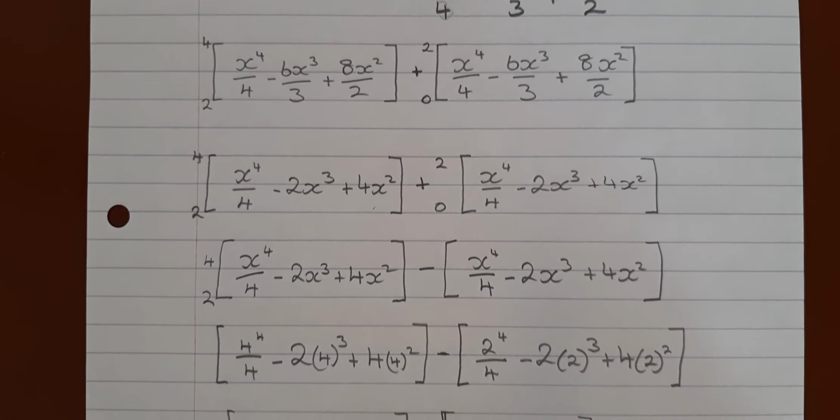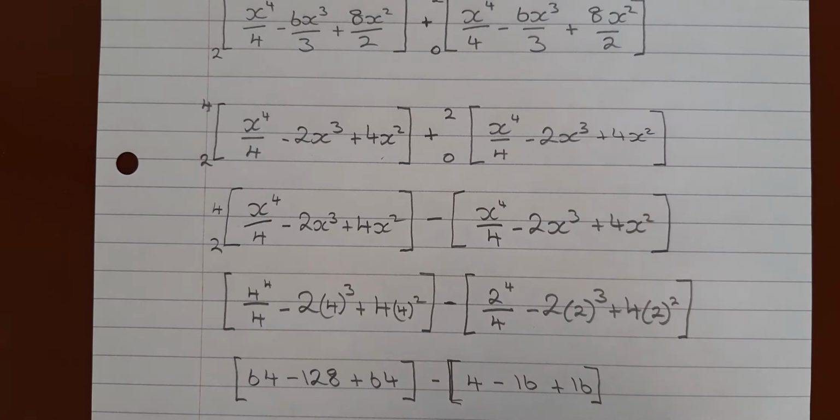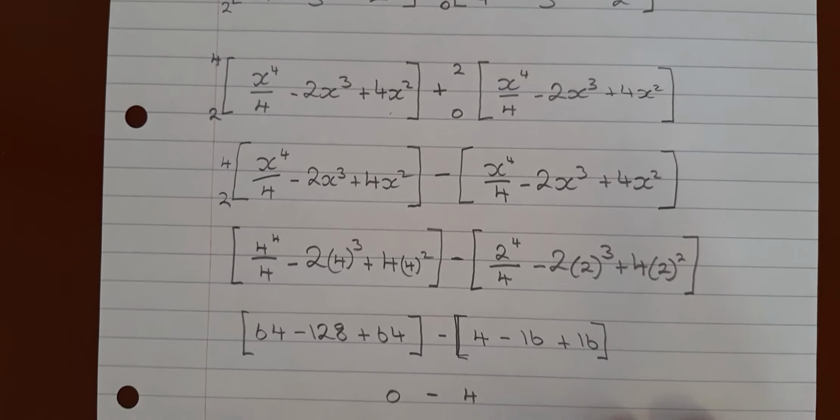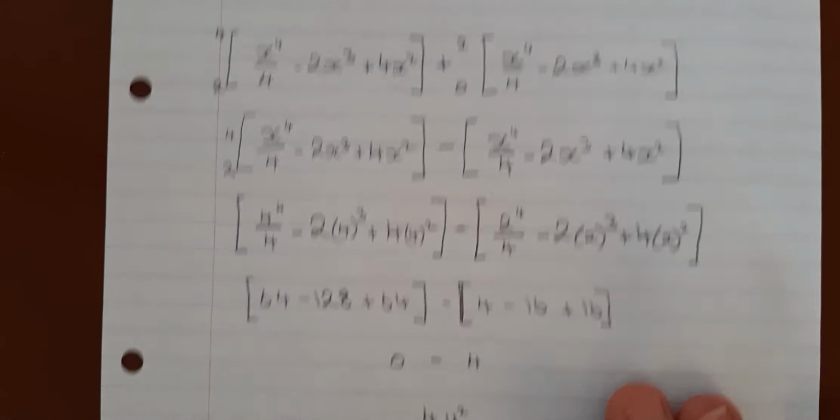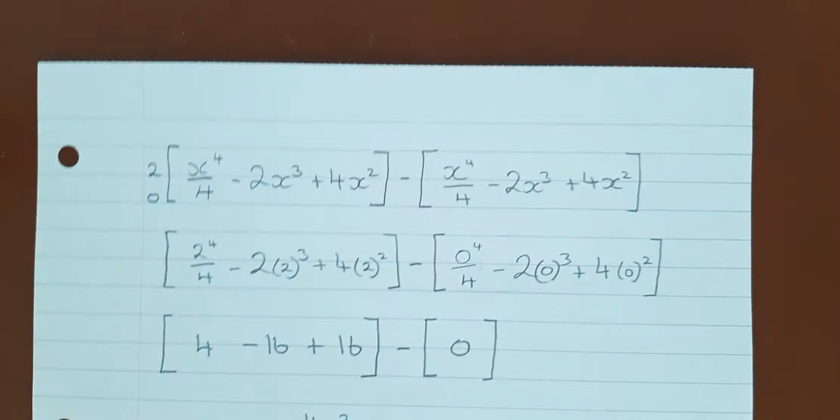Doing our calculations, we get 64 minus 128 plus 64 minus 4 minus 16 plus 16. 64 minus 128 plus 64 is equal to 0. 4 minus 16 plus 16 is equal to 4. So 0 minus 4. So the area between 4 and 2 is 4 units squared. Go on to the second part.